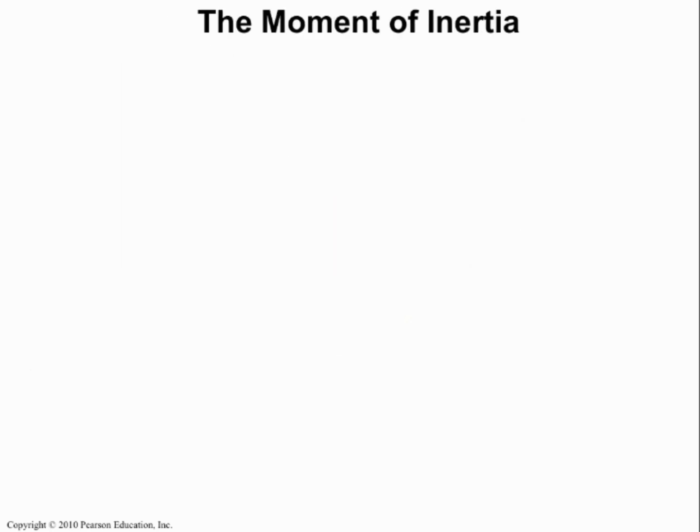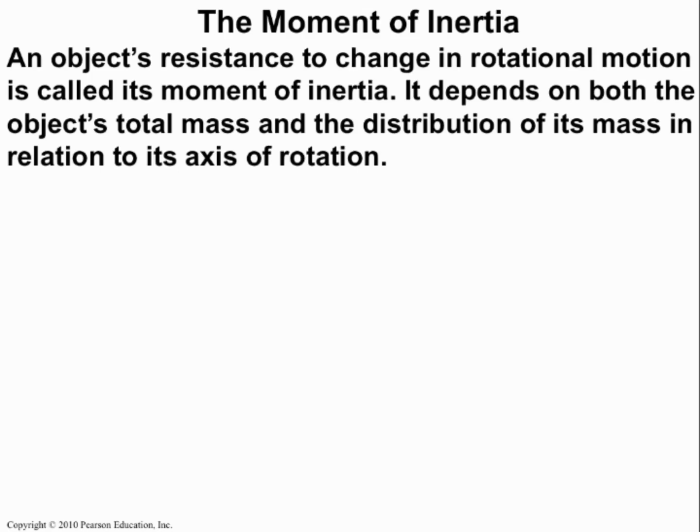Continuing our discussion of the moment of inertia. An object's resistance to change in rotational motion is called its moment of inertia. That's all we mean by moment of inertia. It depends on both the object's total mass and the distribution of its mass in relation to its axis of rotation. That's what I was referring to in the previous slides.